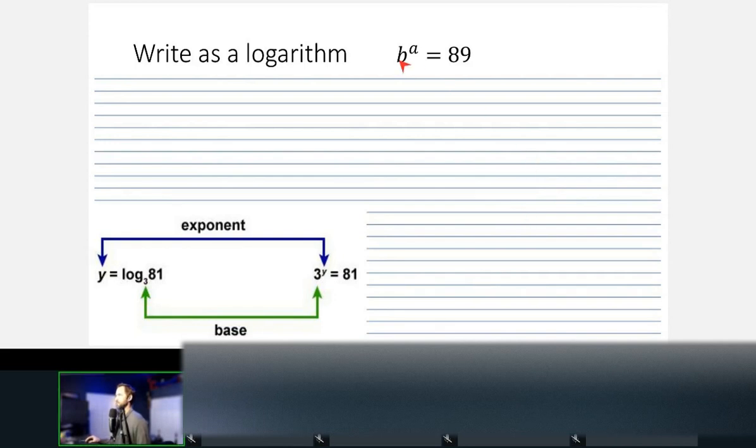All right, what did all of you get in log form? A equals log base b of 89. Same thing. Yeah, that sounds right. So what did all of you do for your first step on this problem? Log base b both sides, yep.